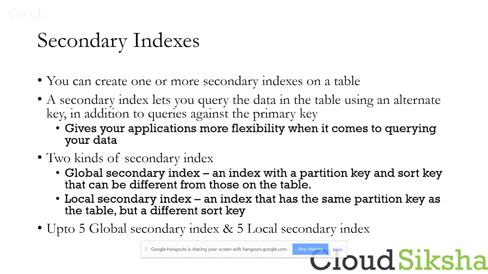Now, you can also create secondary indexes. A secondary index is an index which allows you to query the data in a table using an alternate key. For example, if you have an album title and the artist as your partition and sort key, you also want to query based on the year of release.